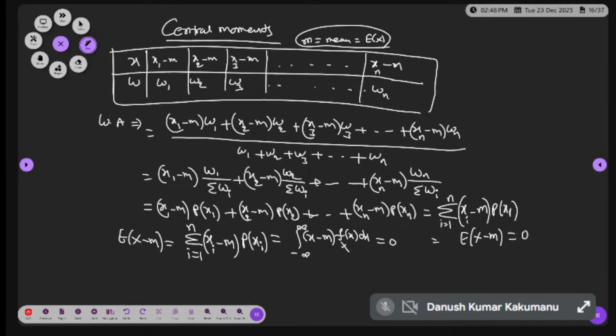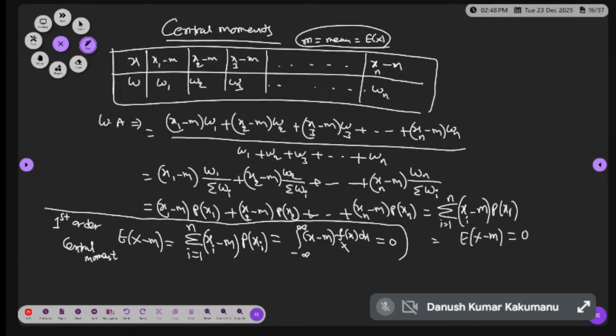What is the name of this formula? First order. First order which moment? First order ordinary or central? Central moment. Everyone understanding? First order central moment. First order central moment is what? Always 0.